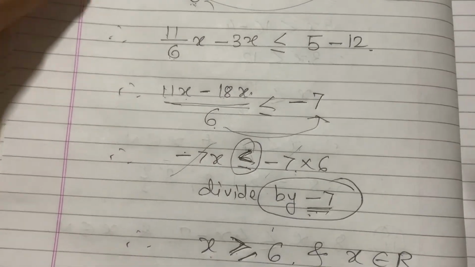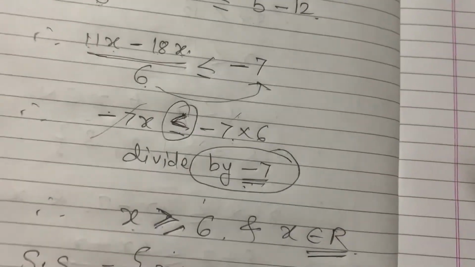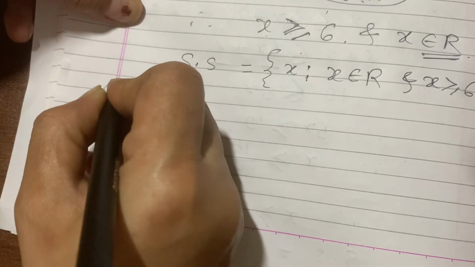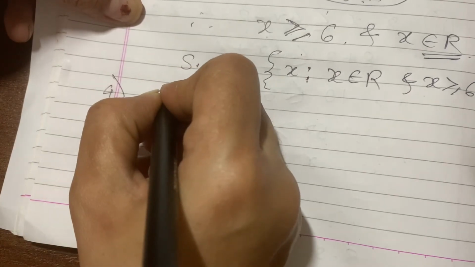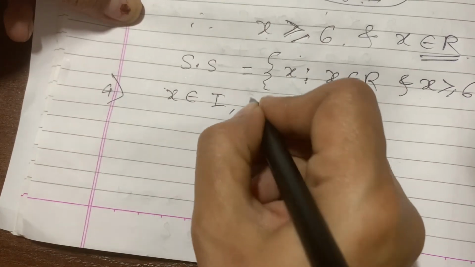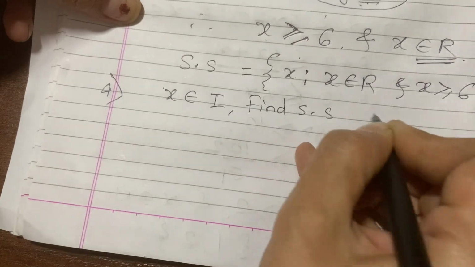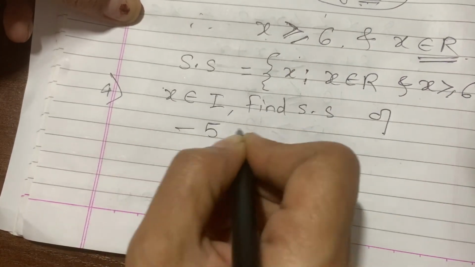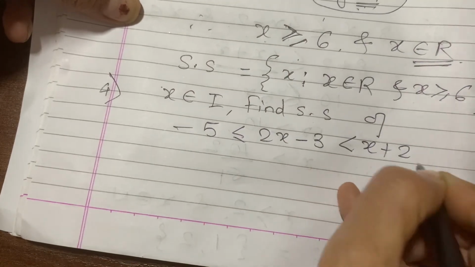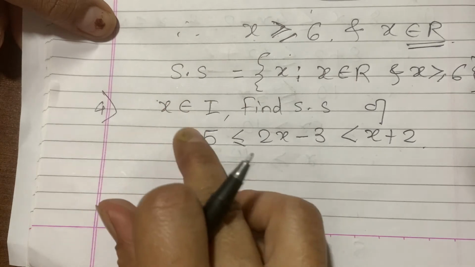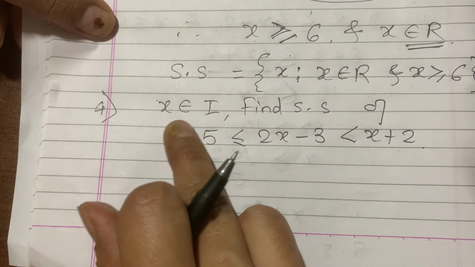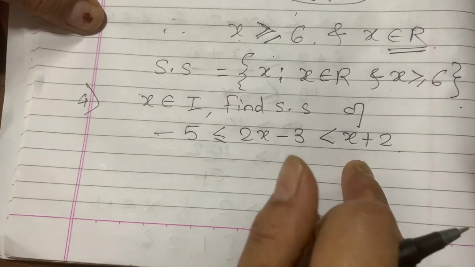One more example we'll consider now. So next example, example number 4. x belongs to I, that is integers. Find the solution set of minus 5 less than or equal to 2x minus 3 less than x plus 2. Now x belongs to I, meaning integers. Earlier x belonged to R, the real numbers, now it is integers, and we have to find the solution set of this.